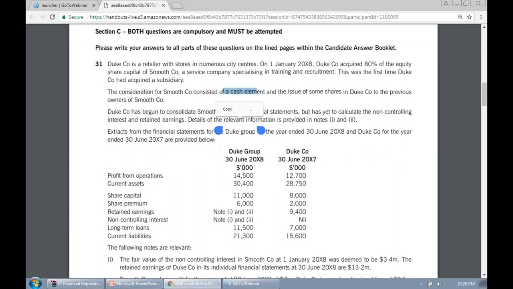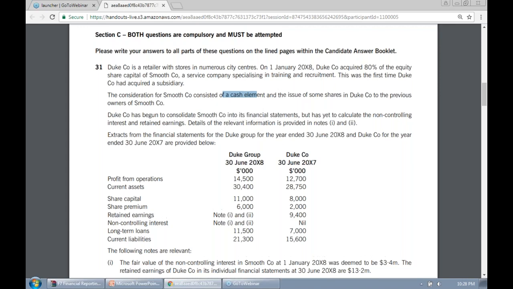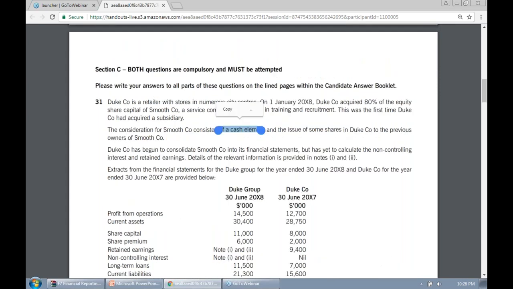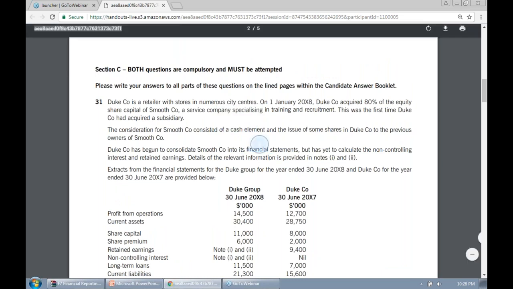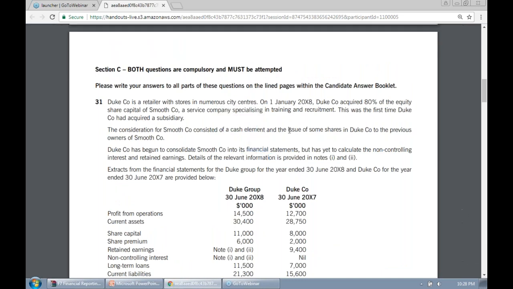There is no cash balance given here, but definitely if I have purchased the company, the cash balance should be substantially reduced. The issue of shares in Duke Company's shares has increased because of the acquisition. So it means the denominator of some ratios will be increased.